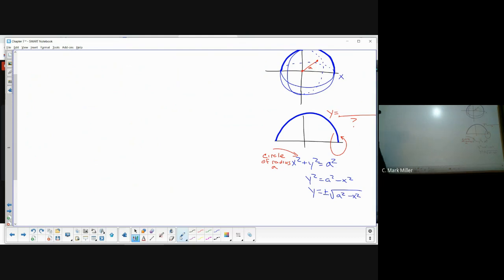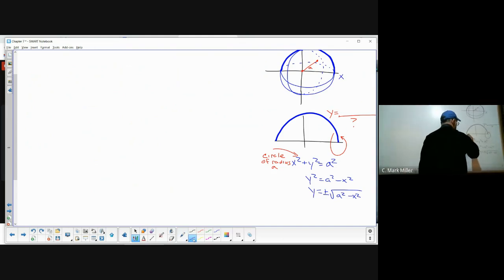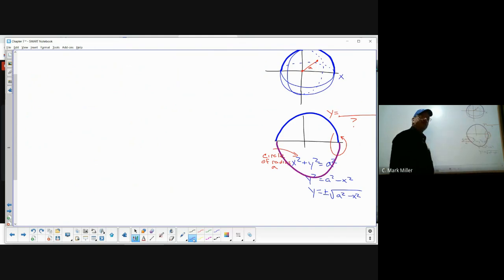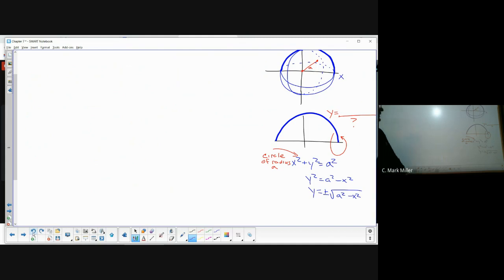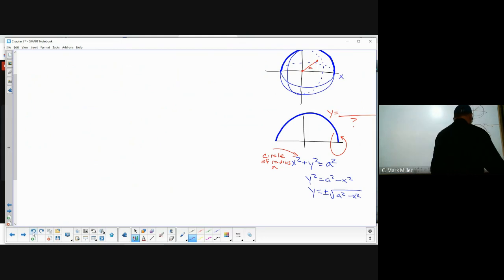Now I have a plus and a minus, because naturally this circle, don't write this on your paper, would go all the way around, the whole thing. But we don't have to rotate both sides around the x-axis, just the top or the bottom. I'm choosing the top. So the top is going to be the positive one of these two, so this is going to be square root a squared minus x squared.